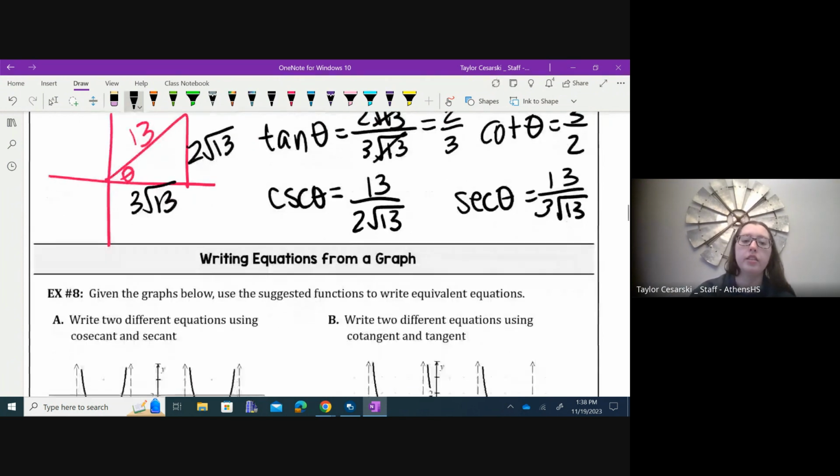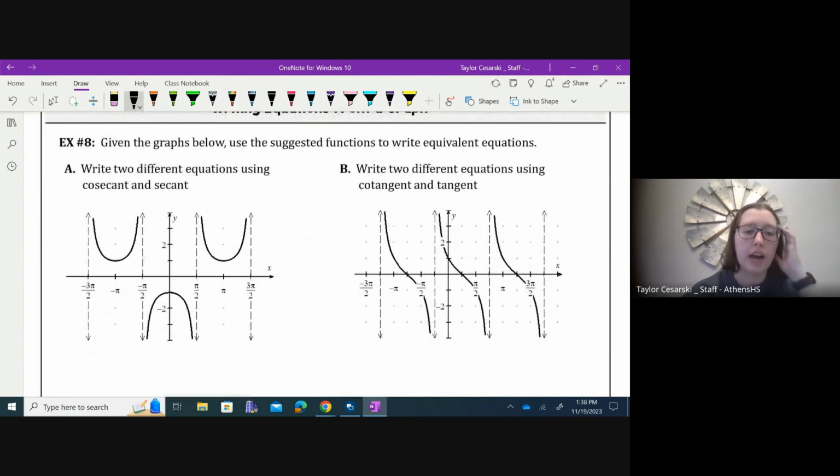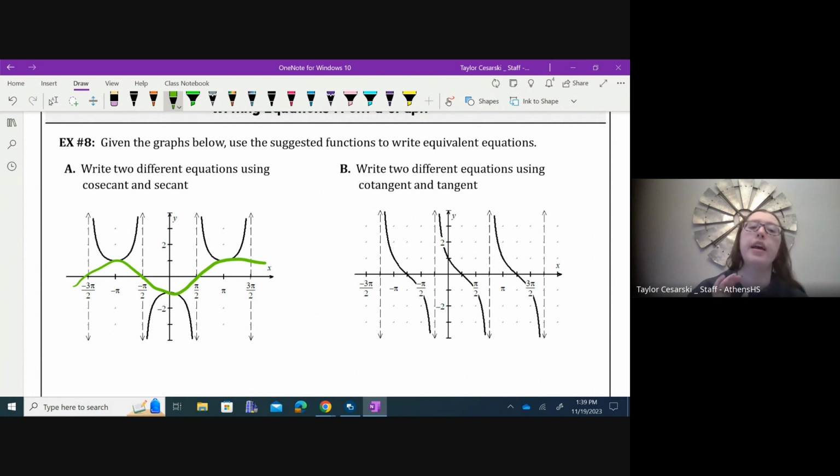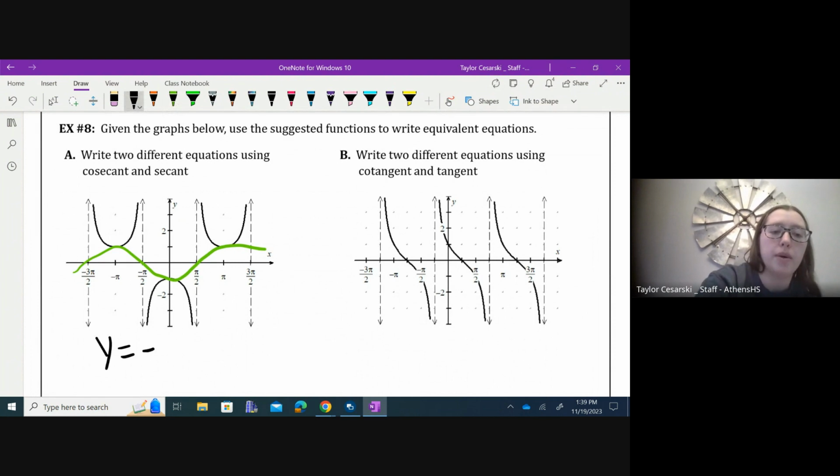All right, let's look at if I was going to write equations from a graph. So you could write two different equations for this. I mean, you could actually write many different equations, but I see right here that if I were to draw in kind of the sine or cosine function, that green function would be a negative cosine because it starts at a minimum. So I know that secant is the reciprocal of cosine. So I could just write it straight away as negative secant of x, because that would be the reciprocal of negative cosine of x.